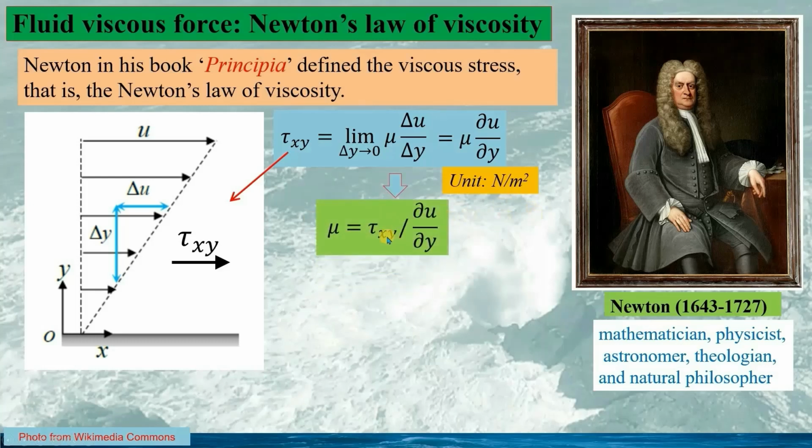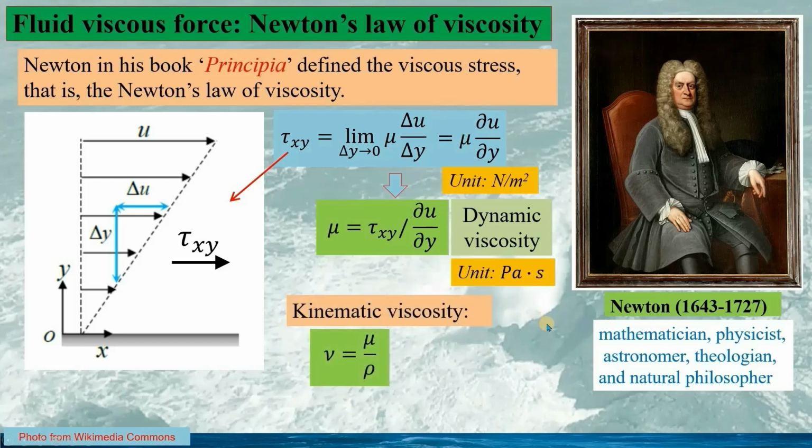If we somehow measure the viscous stress and we also have the gradient of the velocity, then we can obtain the fluid viscosity coefficient mu given like this. So this is the principle for getting the fluid viscosity mu. This fluid viscosity is also called the dynamic viscosity, with the unit Pascal second.